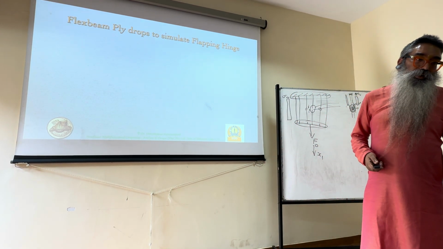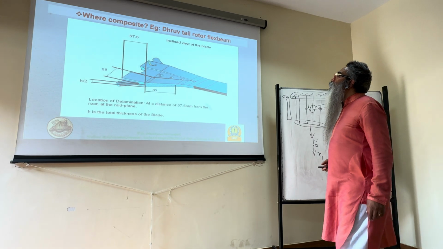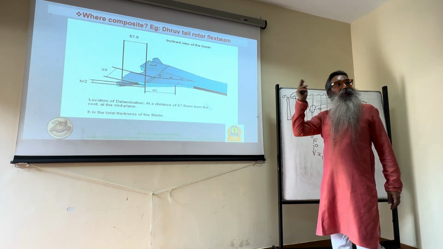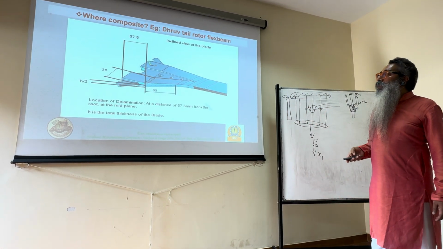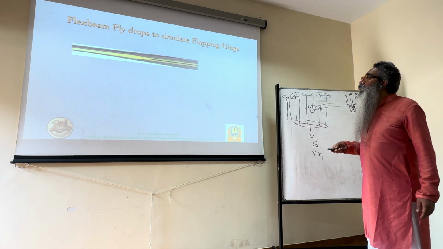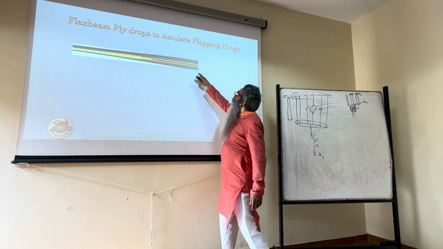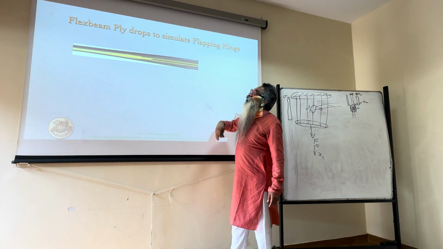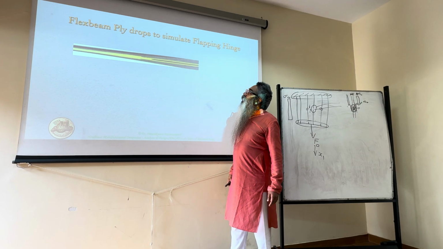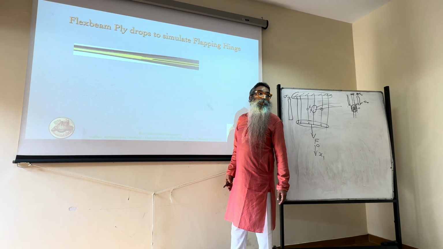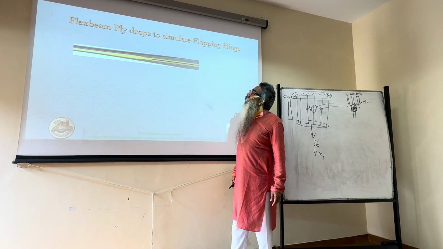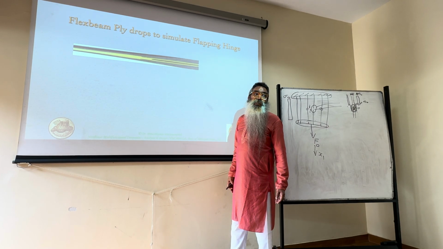So flex beam ply drops to simulate that flapping hinge is what we saw in the previous slide, the way it is actually applied in the groove. And the reason, of course, you have the carbon fibers on the outer and the glass fibers interior. Anybody can guess why it's not the other way around, that the glass is outside and the carbon is inside?